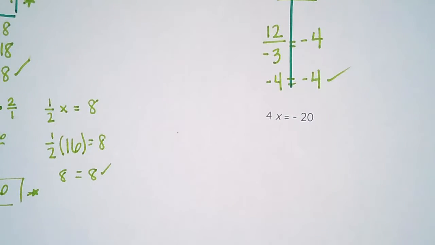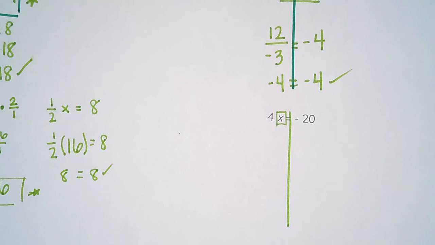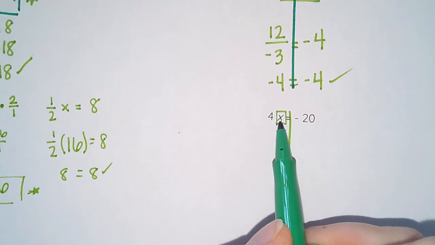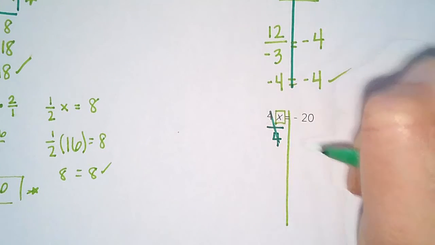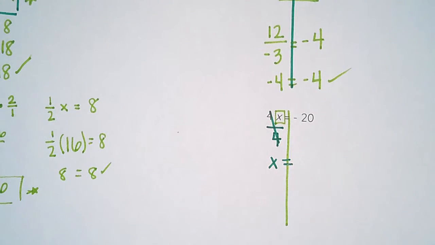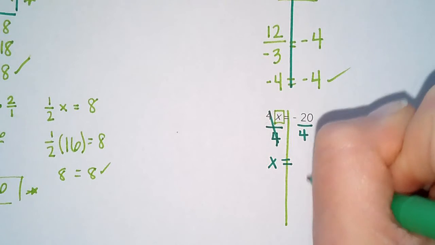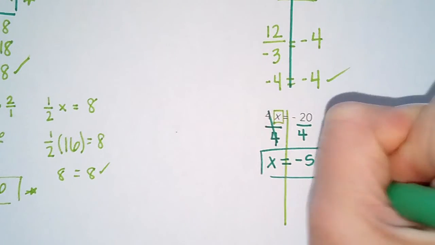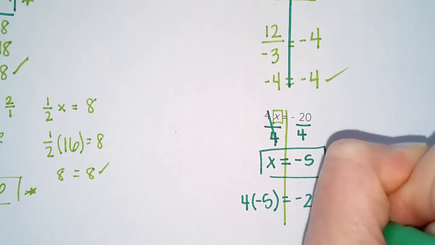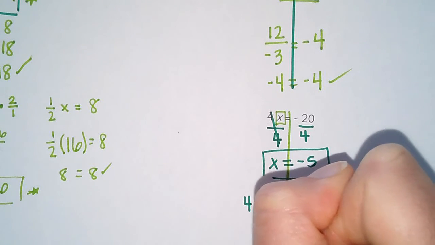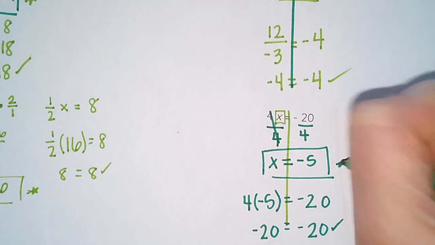Let's do one more together today. Again, we start off by boxing our variable, drawing our line down from the equal sign. We notice that 4 is being multiplied with x, so to inverse that, I divide. 4 divided by 4 gets me 1. X, -20 divided by 4 leaves me with -5 as a solution. I plug that back in. 4 times -5, negative times a positive leaves me with a negative, and I am good to go.